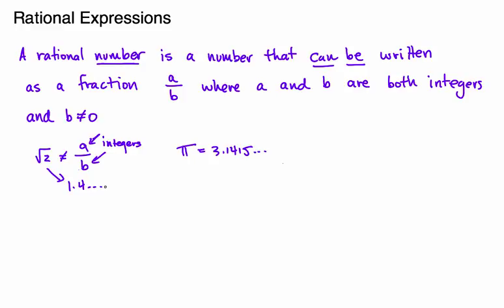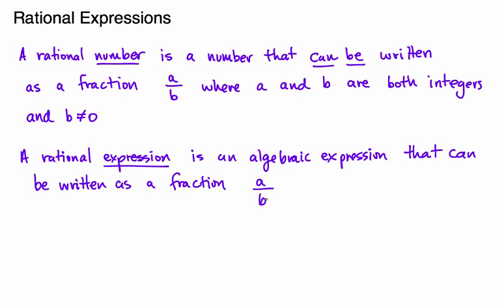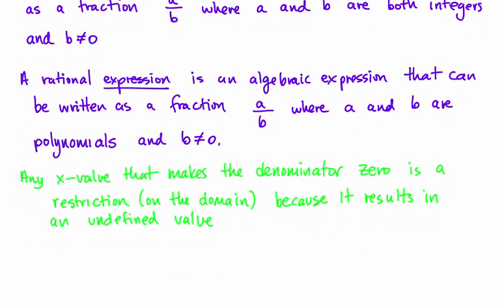Okay, let's take a look at rational expressions and how similar they are to these sorts of numbers. A rational expression is not a number, it's an algebraic expression that can be written as a fraction. But now instead of just numbers, a and b are pieces of algebra called polynomials. And we still have that condition that b can't be 0. In fact, any value that we put into this rational expression that makes the denominator equal to 0 is called an undefined value, or we sometimes say that's a restriction. This is easiest to see through an example.